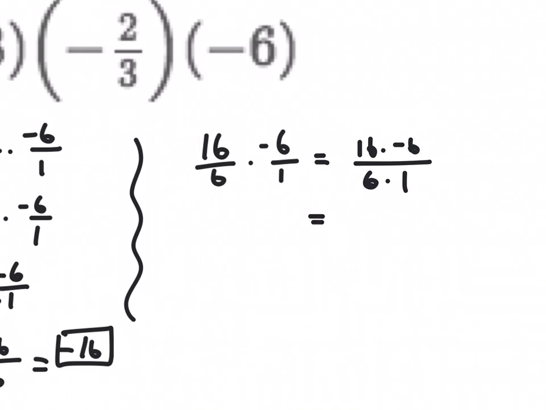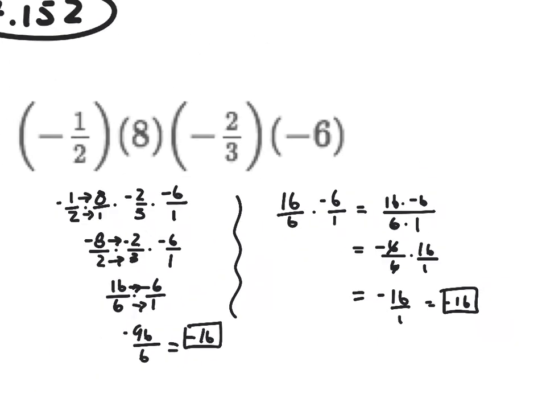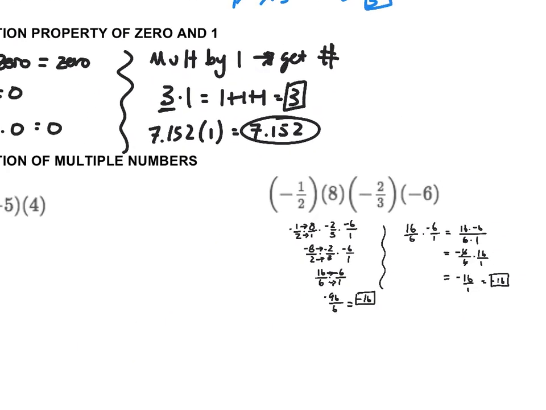If I wanted to rewrite this, I would say 16 times negative 6 over 6 times 1. I can reorder my numerator and say negative 6 over 6 times 16 over 1. Then 6 divided by 6 is just 1. It's going to stay negative, and it just gives me negative 16 over 1, which is just negative 16. So a couple of different ways you can do that. When you're dealing with fractions, this whole concept of dividing things out is really important.